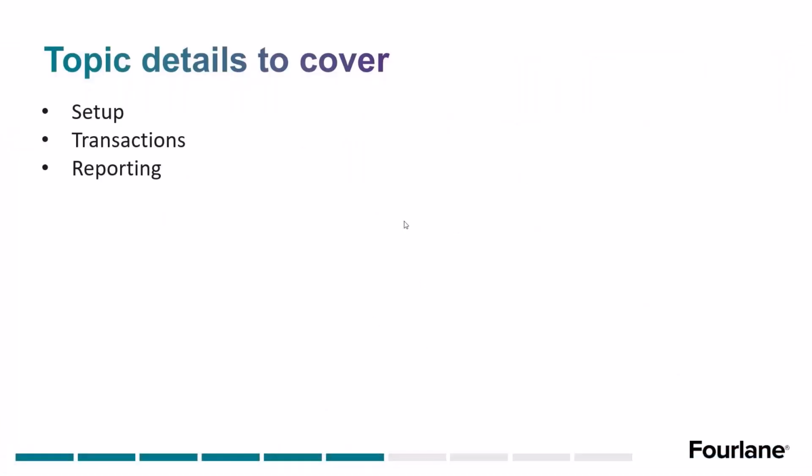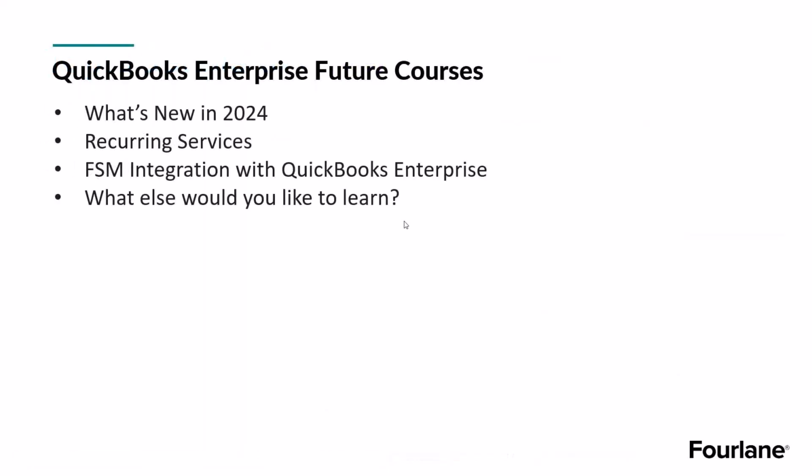Okay, so hopefully you've learned a little bit more about how you can utilize the job cost feature of QuickBooks to track grants for nonprofits. So a couple of future courses we have. Of course, the What's New in 2024 is coming up, as I just mentioned. We also will be talking about recurring services, FSM, so field service management integration with QuickBooks Enterprise is also coming up.